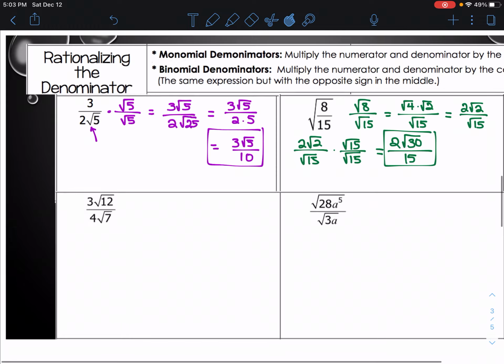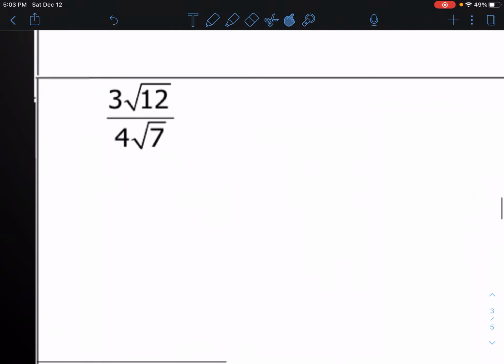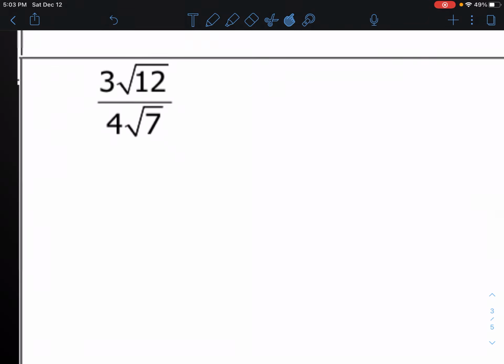Next, let's take a look at this one right here and just kind of practice here. Again, try to divide if you can. And I can't divide these two. And I can't divide 12 divided by 7 either. That's not going to work out so great. So then I want to say, all right, can I break apart 12? I can, right?